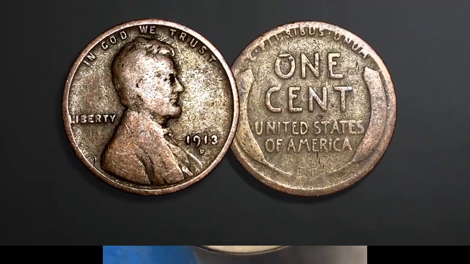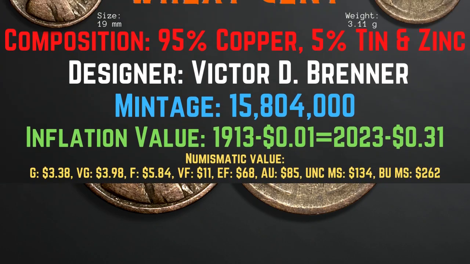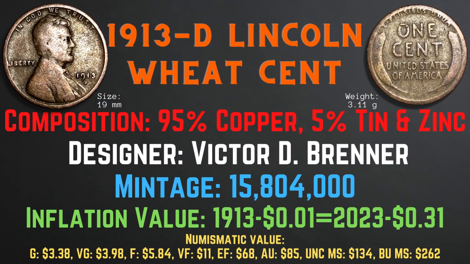Now let's take a look at the 1913D Lincoln Wheat Cent. The 1913D Lincoln Wheat Cent has a size of 19 millimeters and a weight of 3.11 grams. It has a composition of 95% copper and 5% tin and zinc, and its designer is Victor D. Brenner. Its mintage is 15,804,000, and its inflationary value for the year 1913 is 31 cents.